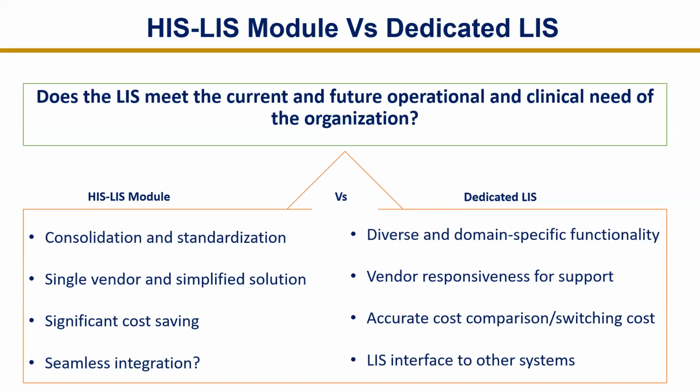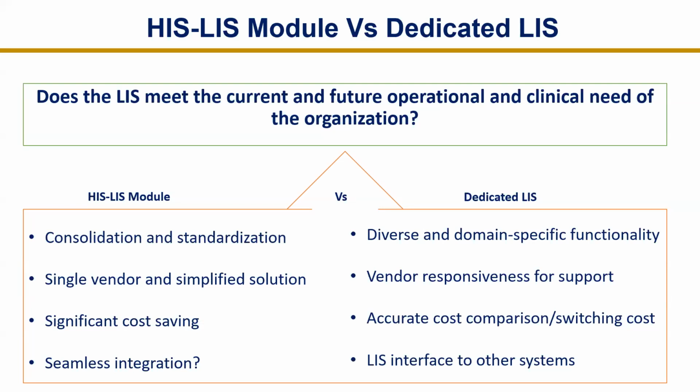But the question that we need to ask as laboratorians is: does the LIS meet the current and future operational and clinical needs of the organization? And usually, the way to find this out is to look into the details of these two different LIS: diverse and domain-specific functionality. Do they have it? And vendor responsiveness. This is very important. Support is very important for us. A very high standard of support is what we need. And do you get that?